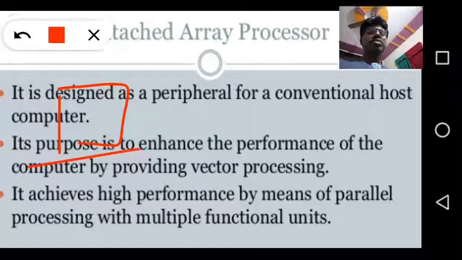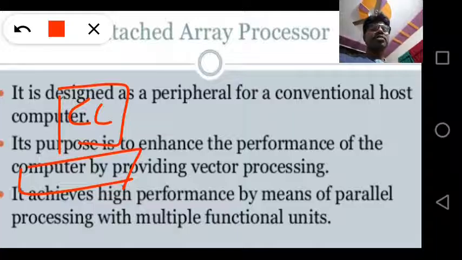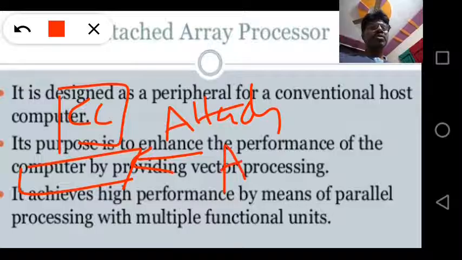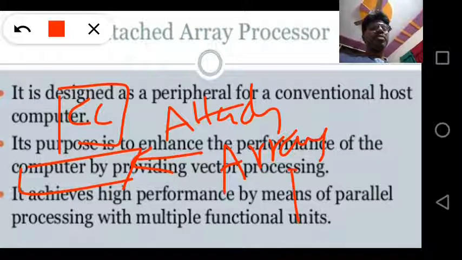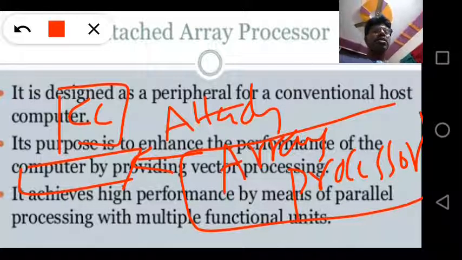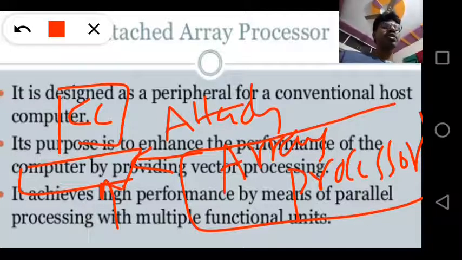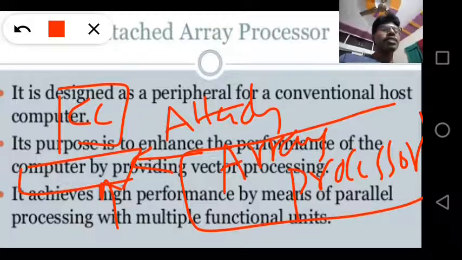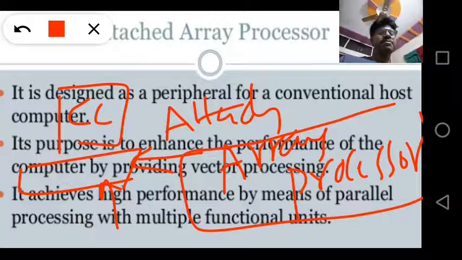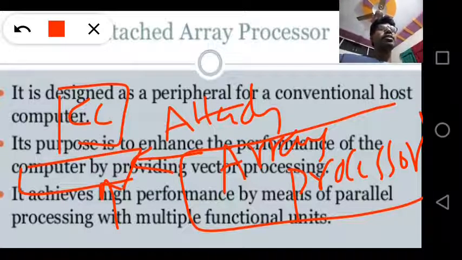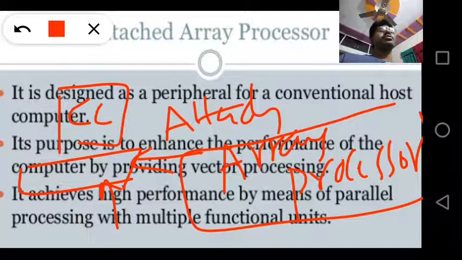See, if this is my conventional computer, let's call it CC, and I attach an array processor, what happens? My conventional computer will have the performance to handle computational problems, because now it is equipped with an attached array processor. It can do vector processing as well. So it is used for making the conventional computer as powerful as a vector processor.